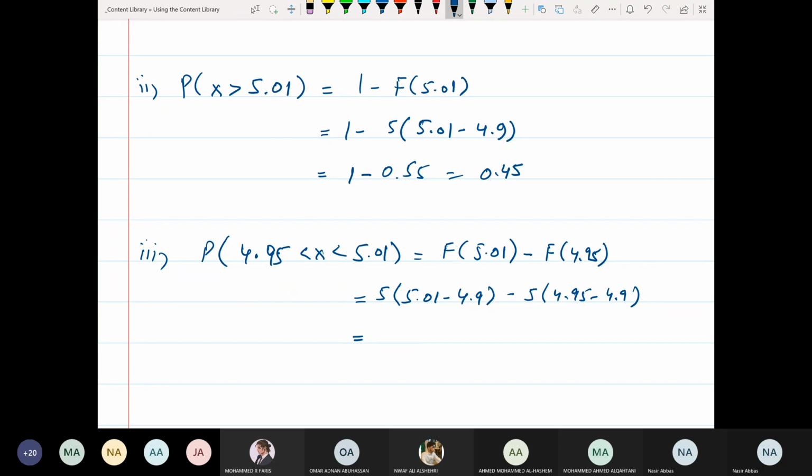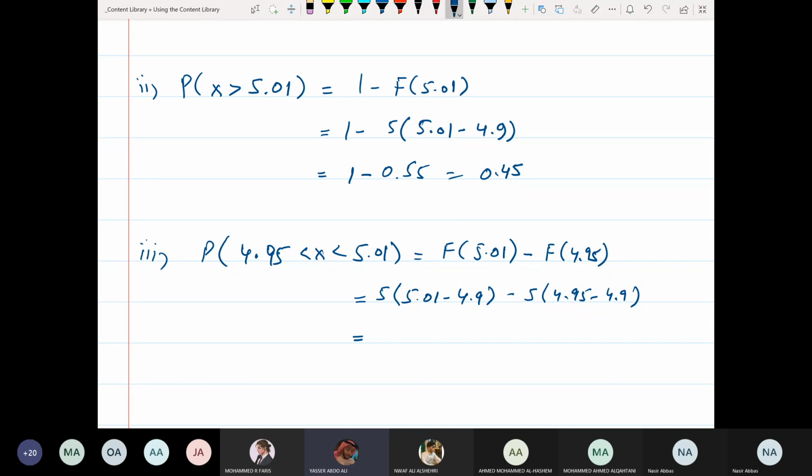But is it x less than or equal? Less than or less than equal doesn't matter in continuous. I'll not take care of this. So they're the same. If I put equal sign or I don't put equal sign in continuous random variable, it doesn't matter. Okay, thank you.